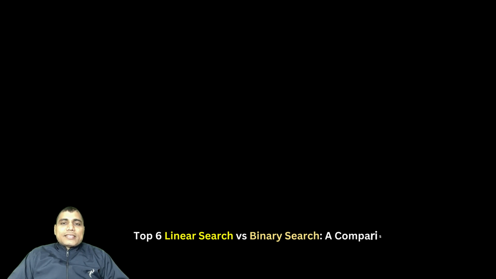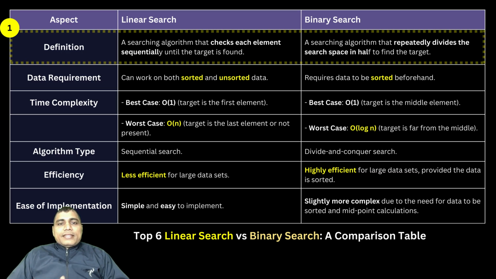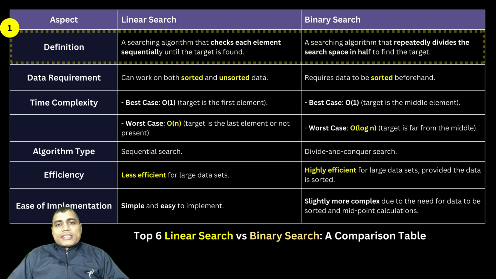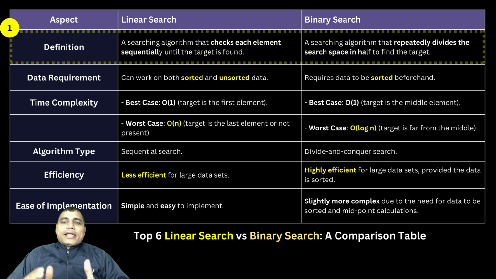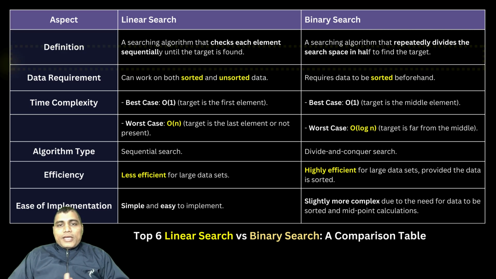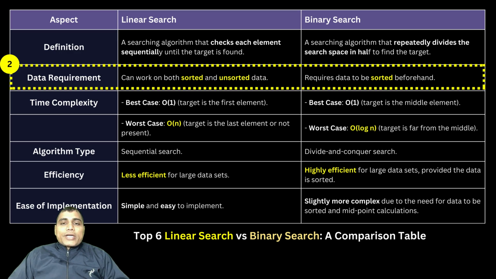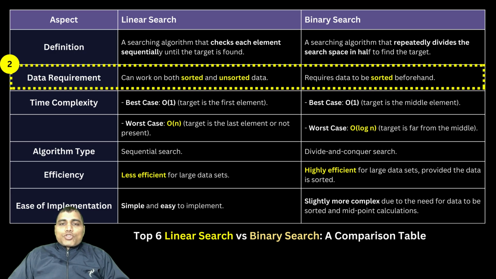Now, finally, let's talk about the top 6 differences between linear search and binary search with a comparison table. Number 1, definition. The linear search algorithm checks each element sequentially until it finds the value, whereas the binary search algorithm repeatedly divides the search space in half to find the target value. Number 2, data requirement. Linear search works on both sorted and unsorted datasets, whereas binary search works on sorted datasets only.